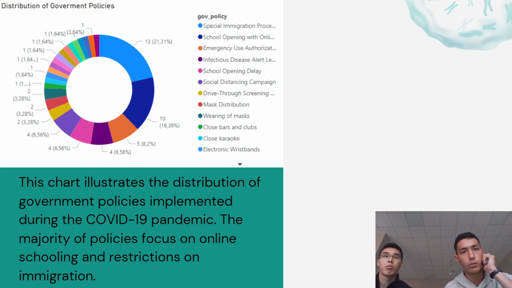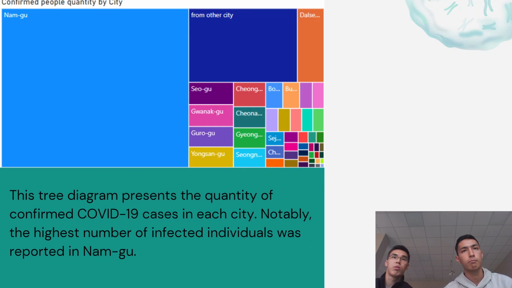Here is the distribution of the government policies that were undertaken to defend from COVID-19. You can see here that the majority of the policies were about immigration and also translating to online classes. So firstly, they took the defense of the young generation, like schools, and they made stricter rules for immigrants coming from overseas.